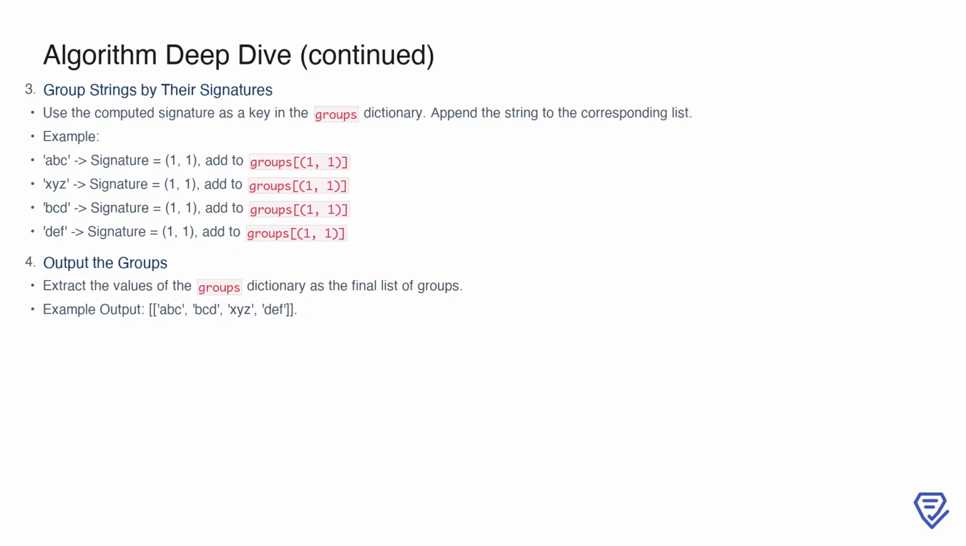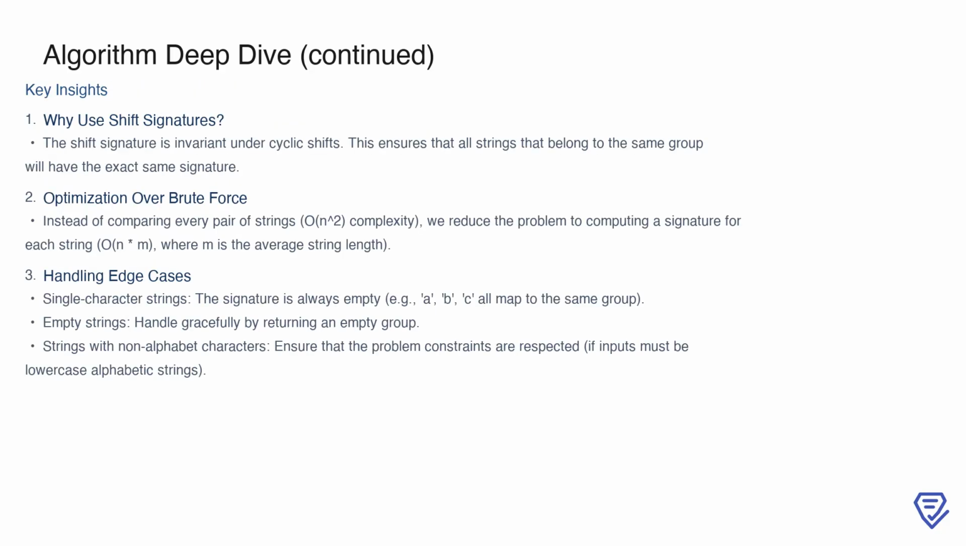The resulting dictionary will look something like this: it maps (1, 1) to ABC, XYZ, BCD, def. Once all strings are processed, we extract the values of the dictionary as the final output, which is a list of groups. For our example, the output will be ABC, BCD, XYZ, def, representing all the strings that are shift equivalent grouped together. The algorithm hinges on several key insights.